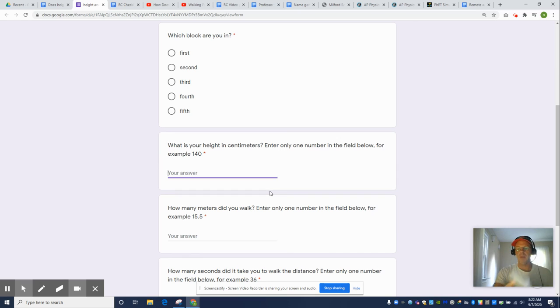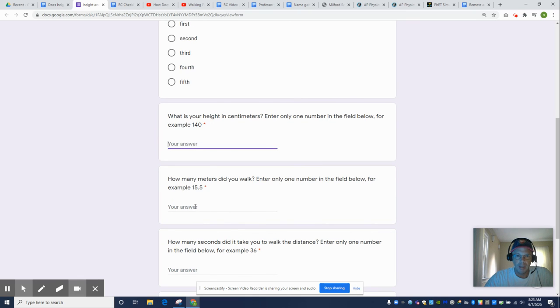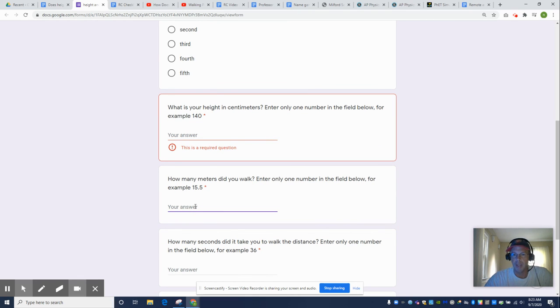You should probably grab a calculator. I know your computer is a calculator, but 71 multiplied by 2.54 is 180. I'm 180 centimeters tall. So you put that right here, just the number, not the cm, no abbreviation. And how fast did I walk? Well, I don't want to give away that.